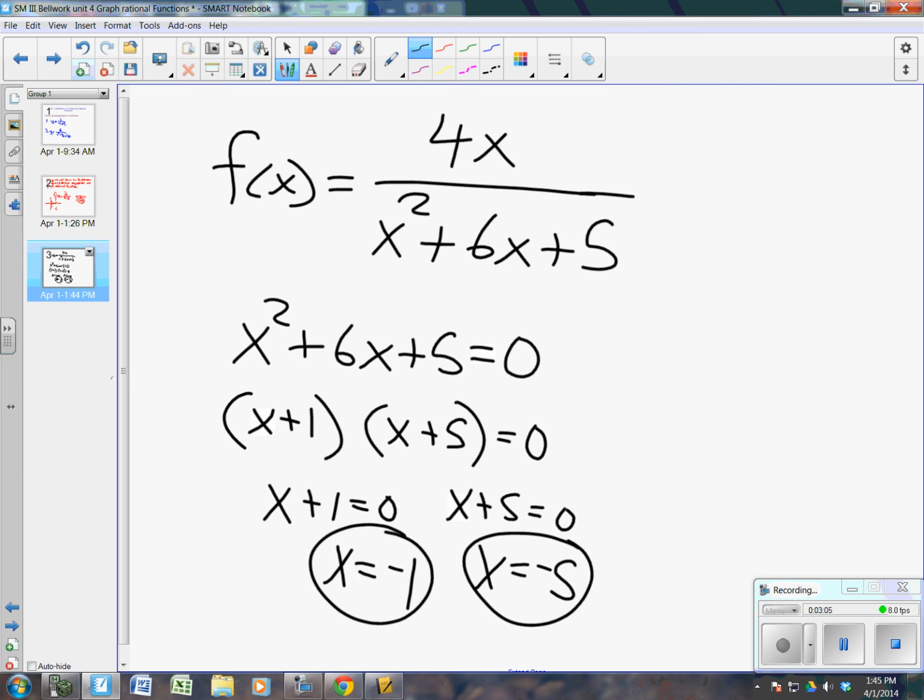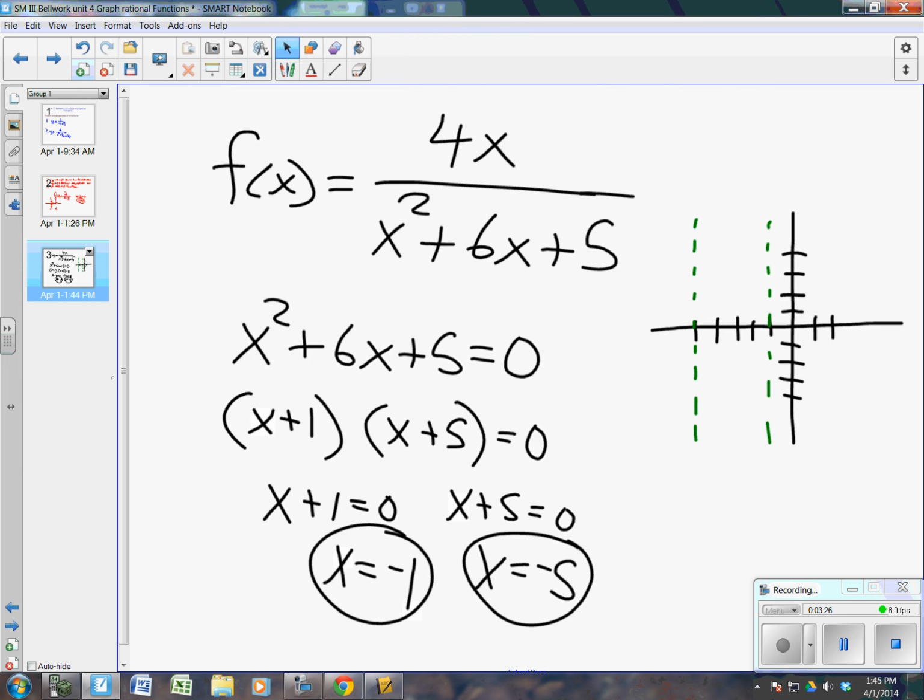So at -1 and -5 would be asymptotes, right? So it would look something like this. We would have a vertical asymptote right there at -1 and right there at -5, because the domain of this would be all real numbers except for -1, -5. Okay. Any questions on finding vertical asymptotes?